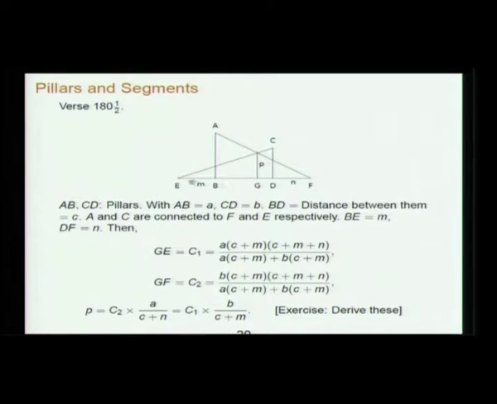So BE, suppose BE is equal to M, this segment is M. So then GE, so GE is C1, you get this, they are nice results, and GF is equal to C2 is B into this, B into C plus M into this, and P, this perpendicular, is C2 into A by C plus 1. There are some good symmetries in this, that is what is very interesting. So this can be kindly derived, okay, using similar triangles.